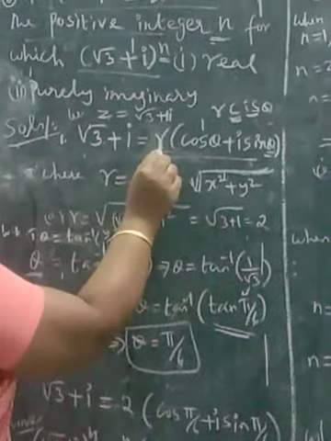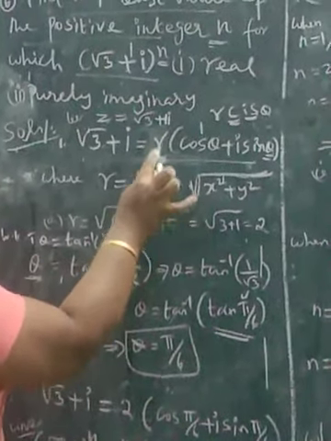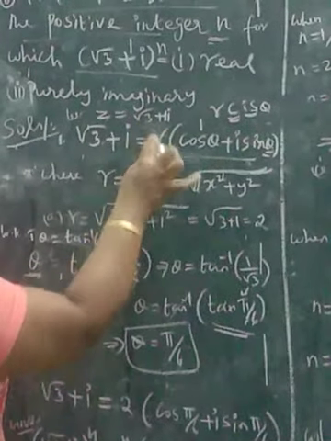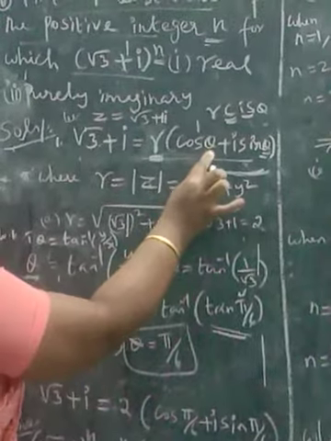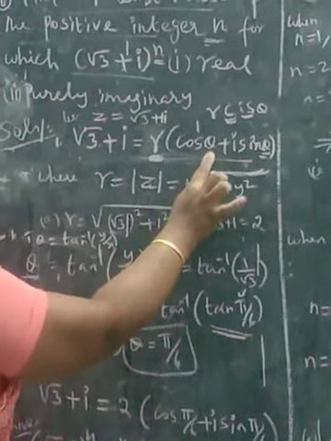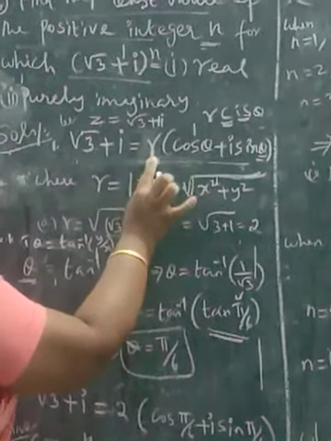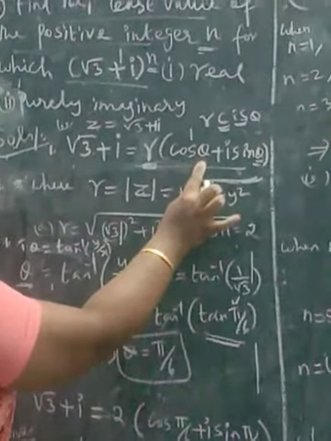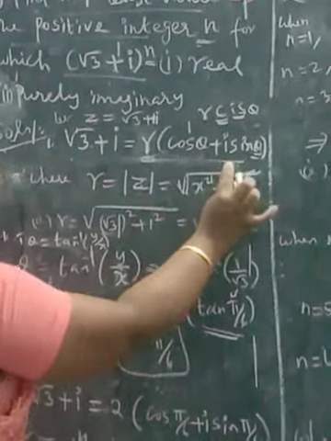Next, what does r mean? r is the modulus of a complex number, and theta is the argument or amplitude of the complex number. First, we have to write the polar form. Next, we have to find the r value. Then we have to find theta. After finding r and theta, we have to substitute here.